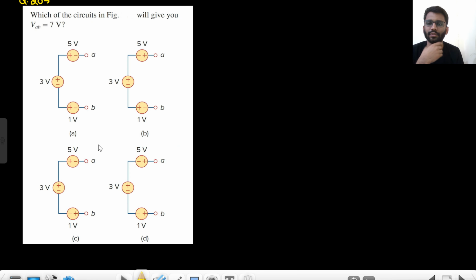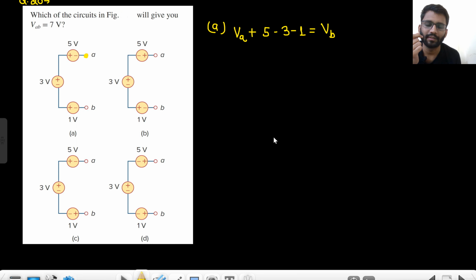Now let's solve this question. Which of the following will give you VAB equals 7 volt? Let's talk about the first one, A. We will start from here. What is the potential of this point? VA plus 5 minus 3 minus 1 will be equal to VB.